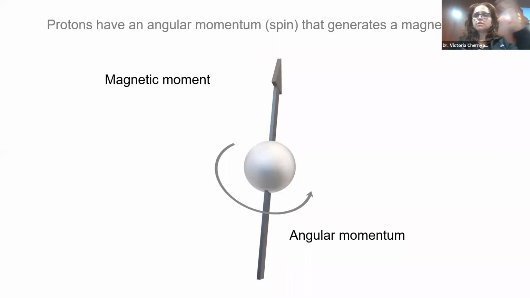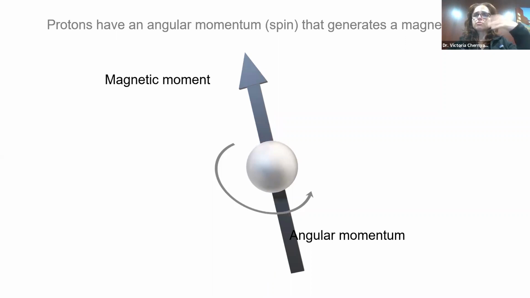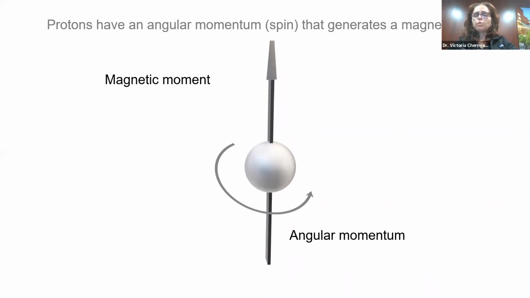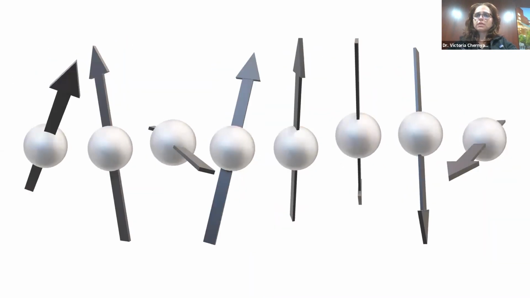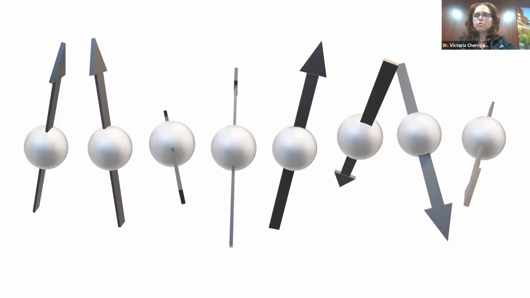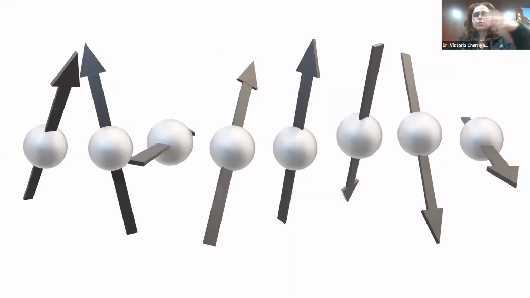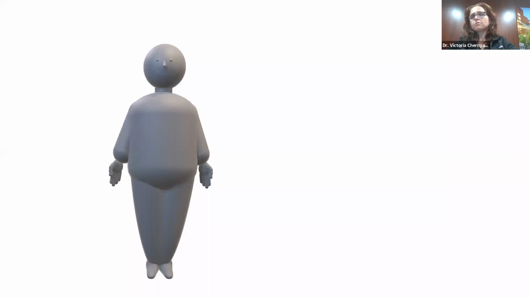Unless we sit in the scanner, all these little moments cancel each other, so we don't walk around attracting iron to ourselves. This is what it looks like before you get into the MR scanner: each and every one of these magnetic fields will be oriented at random, pointing anywhere, and they will generally cancel each other out. So the net magnetic field is going to be 0.